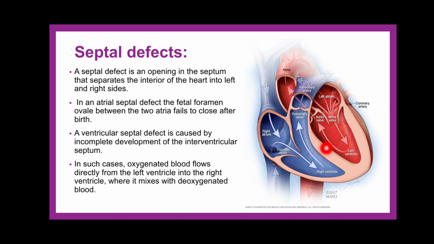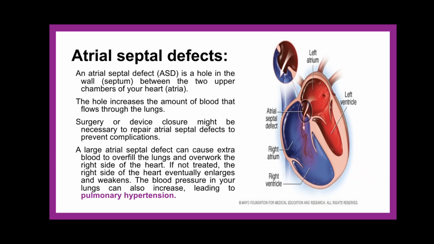And what happens in ventricular septal defect? This is either due to incomplete development of the interventricular septum, so again there remains a gap and again there is a mixing of blood. Because of this mixing of blood between the two atria and between the two ventricles, oxygenated and deoxygenated blood mixing will arise. In atrial septal defect, as you can see here, the blood from the left atrium is coming to the right atrium.